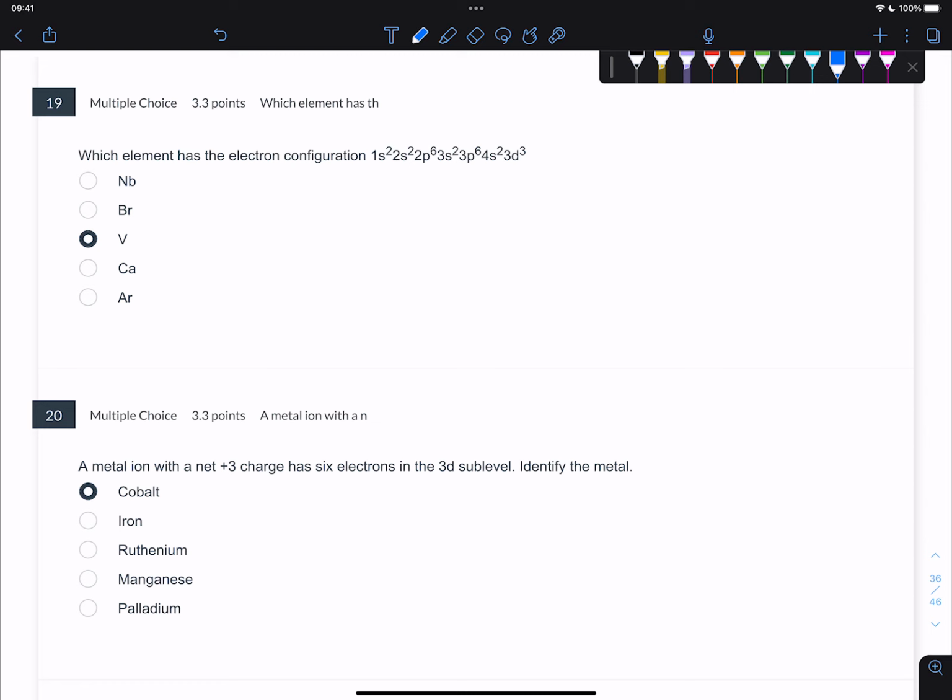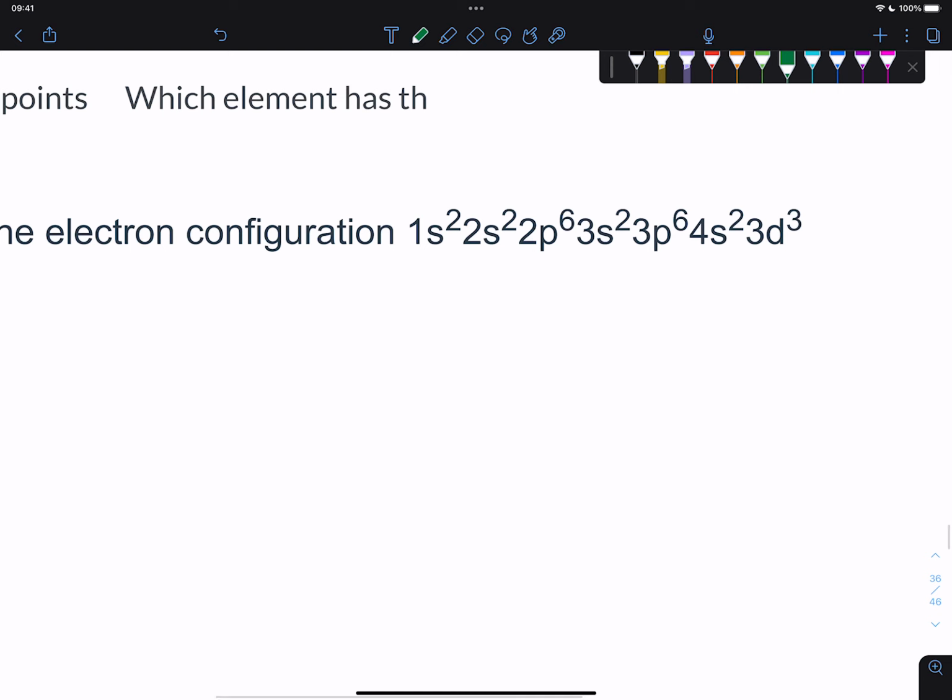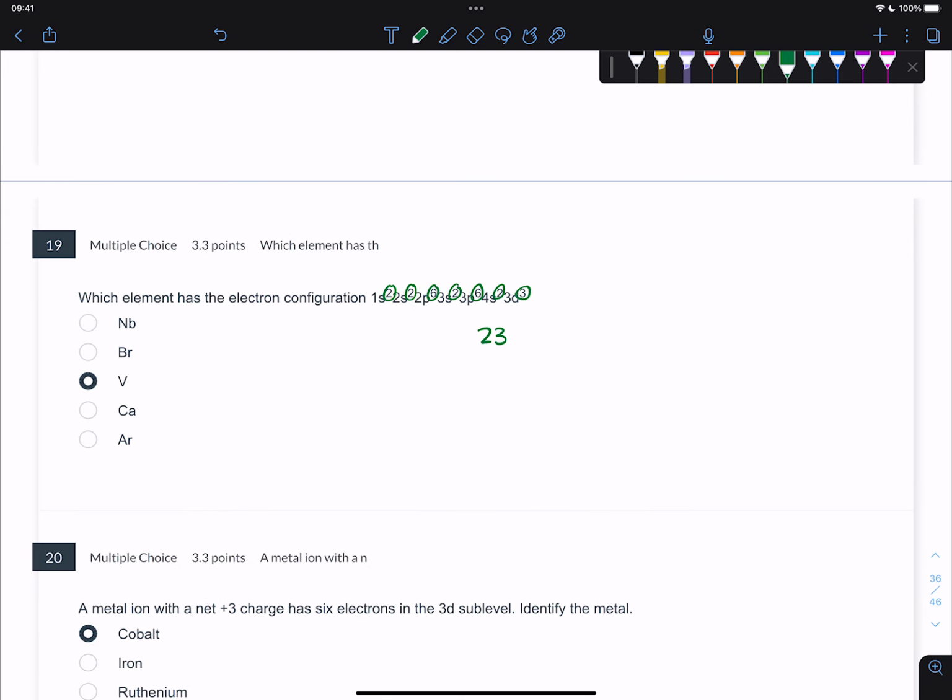Okay, so this one's relatively simple. It just asks which element has this configuration. The way that you can find them, if you assume the element is neutral, which all of these are, no pluses, no minuses, then it's super easy. Here's the trick. Just count up all the superscripts. 2 plus 2 plus 6 is 10, plus 2 is 12, plus another 6 is 18, plus these 5 is 23. So that means that there are 23 electrons in this neutral element.